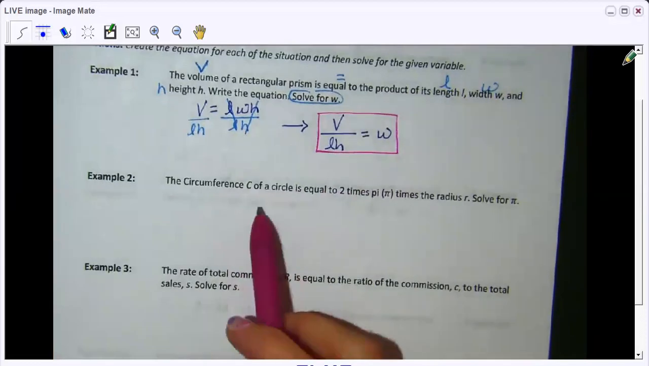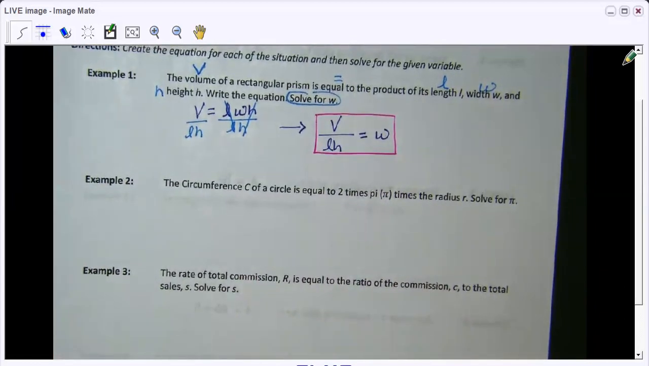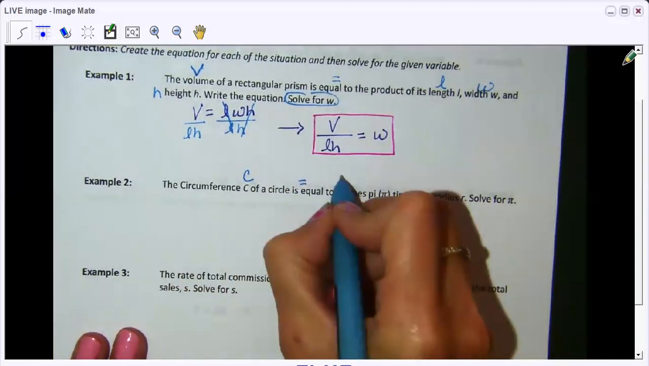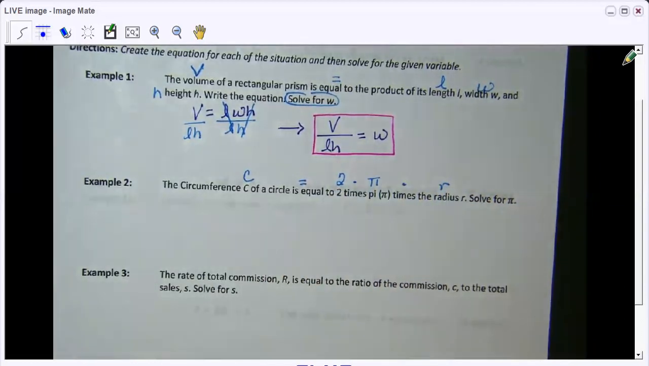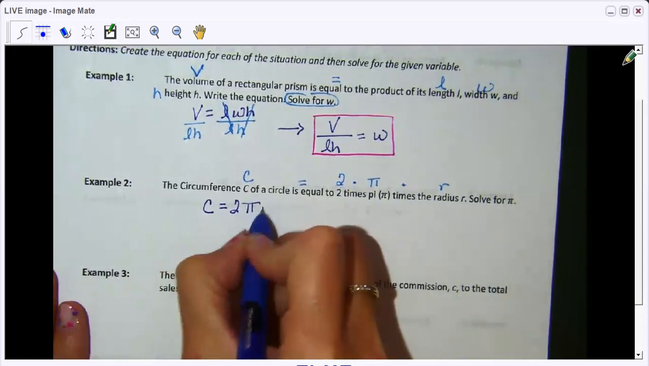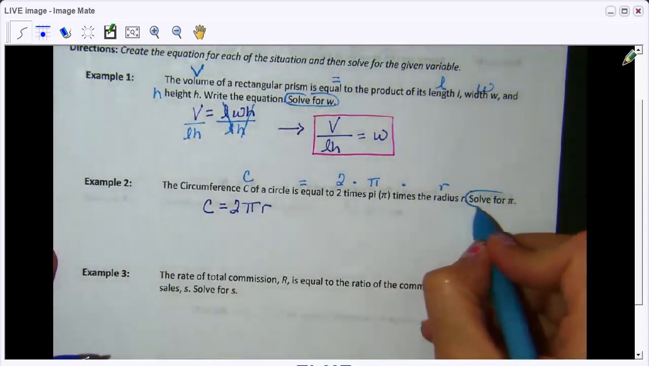The circumference of a circle is equal to 2 times pi times the radius. So the circumference C of a circle is equal to 2 times pi times the radius. Solve for pi. So let's write this equation out. C equals 2 pi r. You don't need the raised dots. You don't need parentheses because it's all multiplication and we're dealing with numbers and letters. Now, it wants us to solve for pi, meaning we need to get rid of 2 and r.